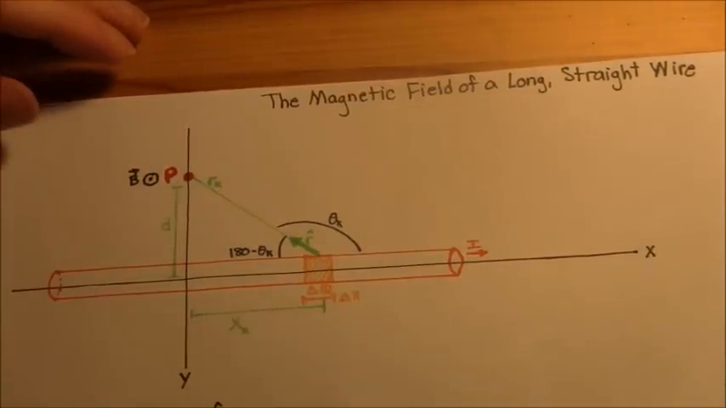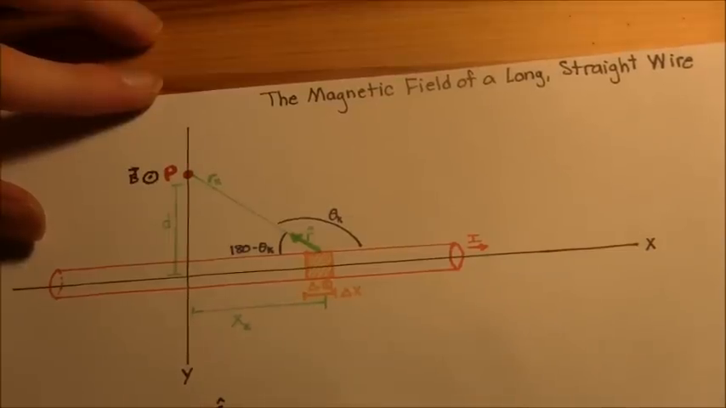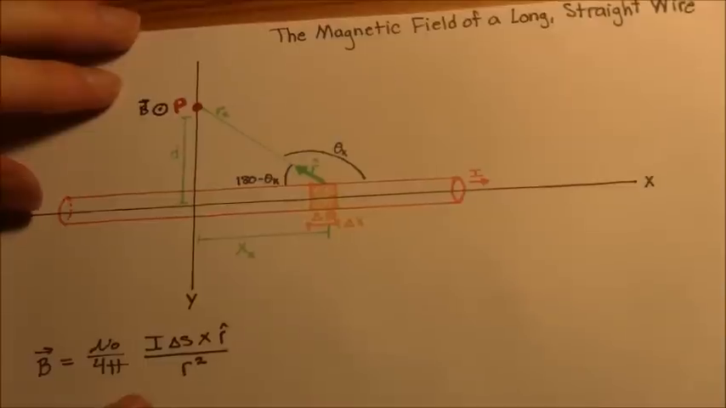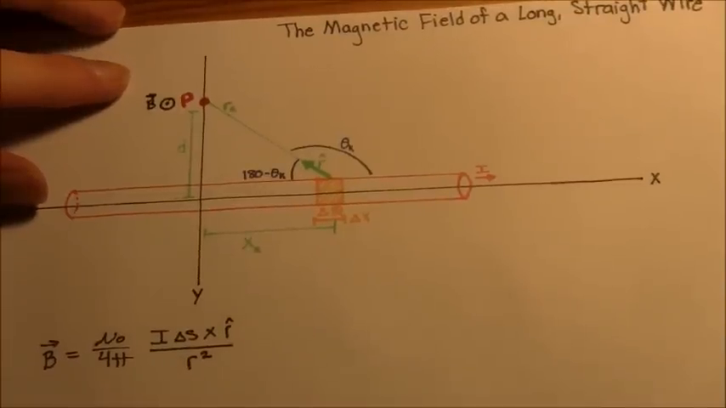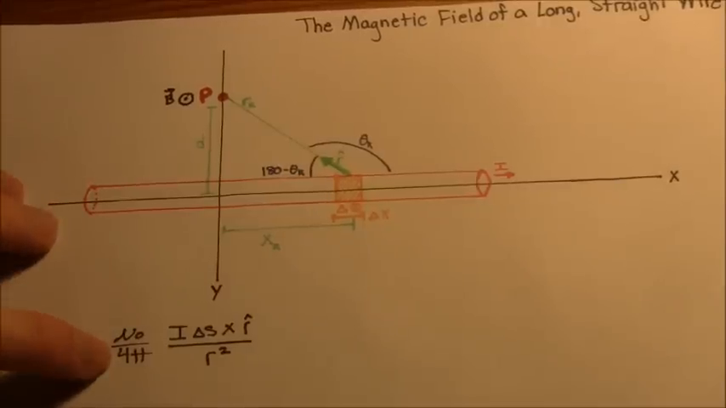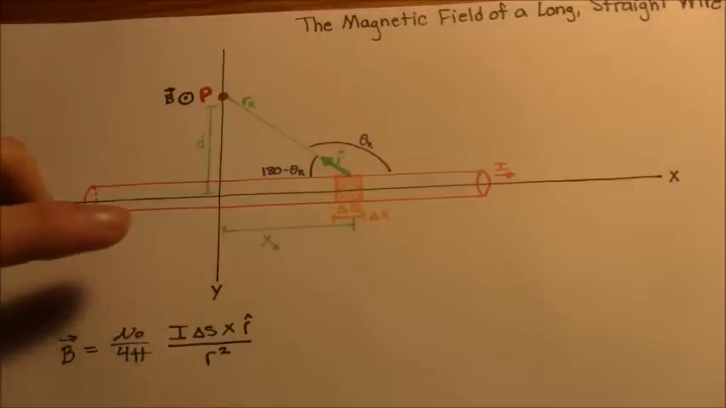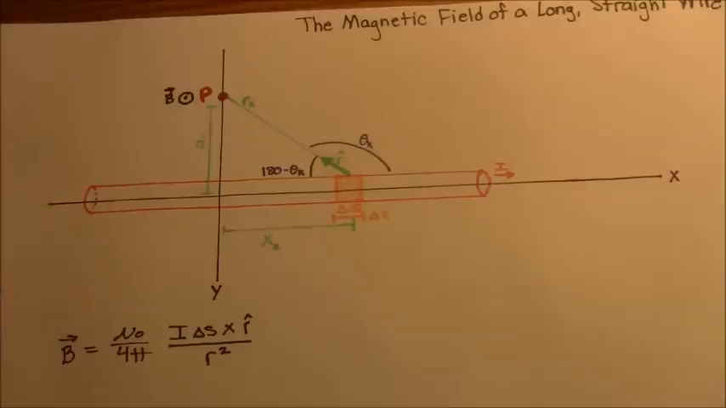With this information and with the coordinate system we've established, we can figure out the magnetic field using the Biot-Savart rule, which states that the constant mu naught over 4 pi times the current times delta S cross product r hat over r squared is the magnetic field.